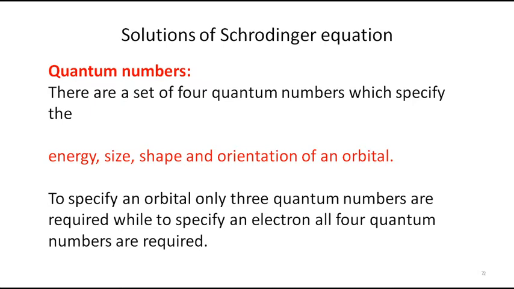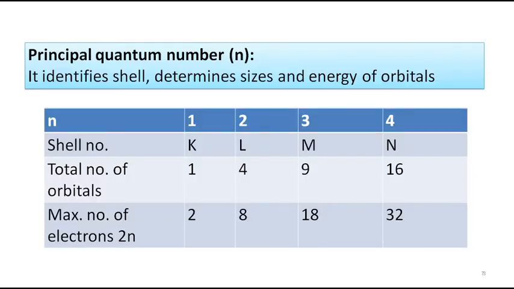To specify an orbital, only three quantum numbers are required, while to specify an electron, all four quantum numbers are required. Got it? Okay. What are those quantum numbers? We have four quantum numbers. The first one is the principal quantum number. The second one is the orbital quantum number.